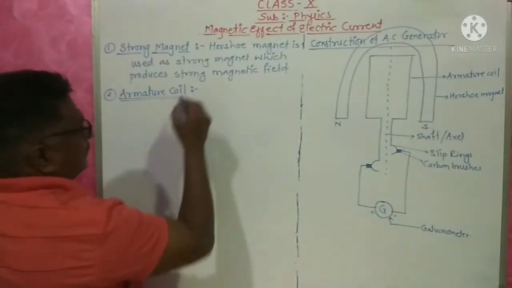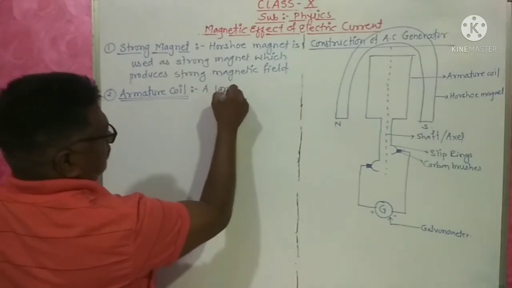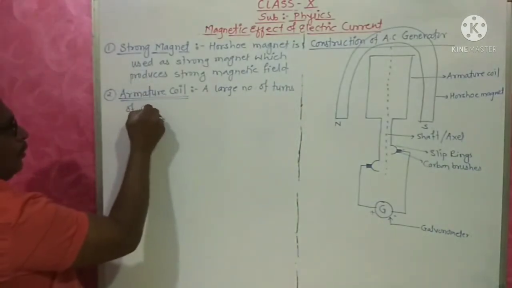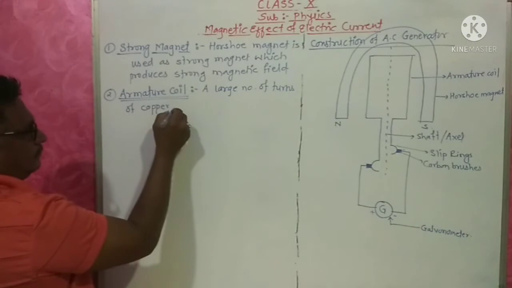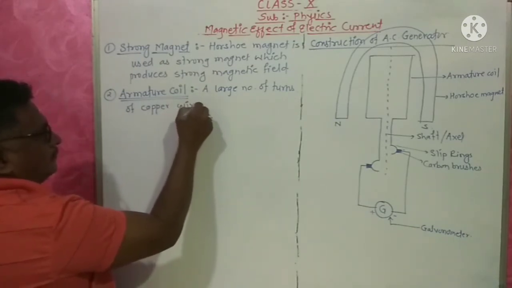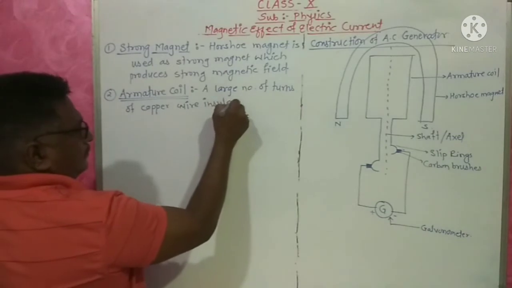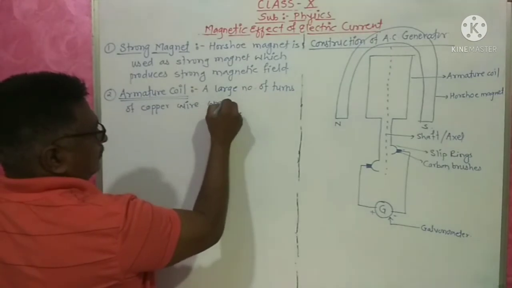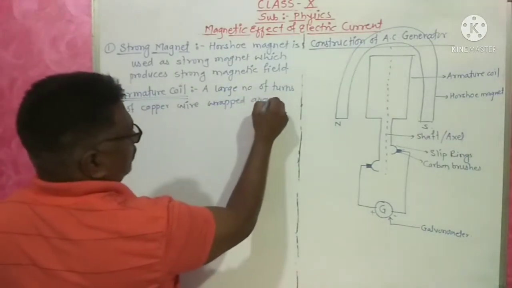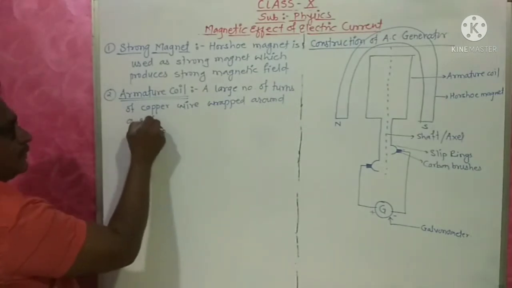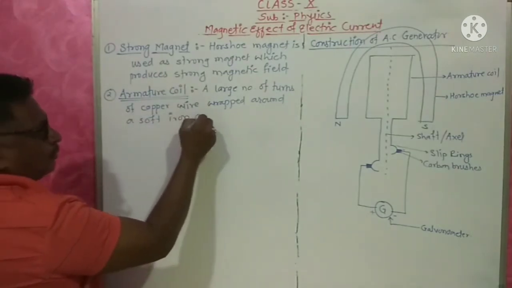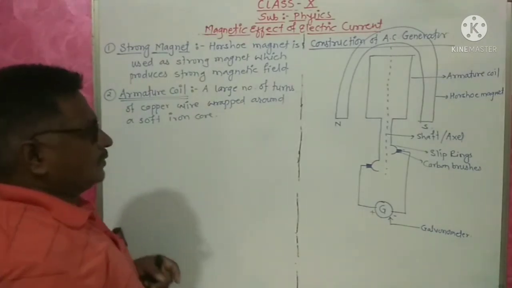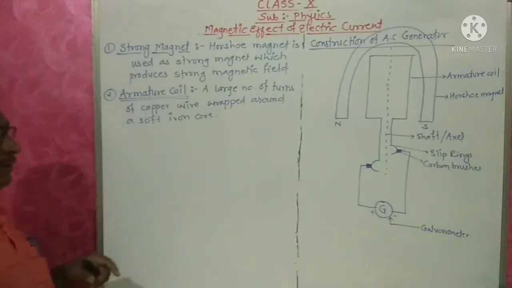So a large number of turns of copper wire insulated or wrapped around a soft iron core. This is the armature coil.